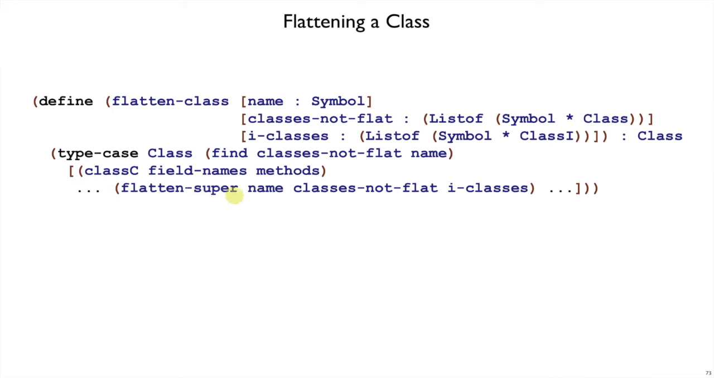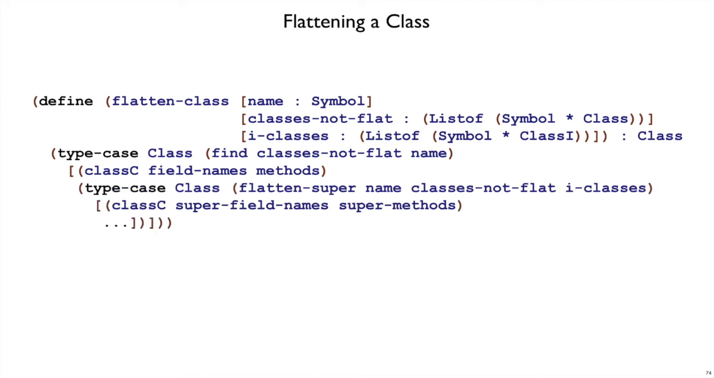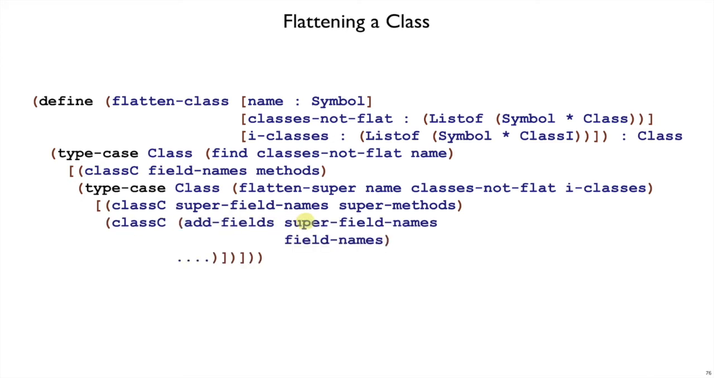But what you do for flatten super is you pass the name of the class whose superclass you want to flatten and give it the same list of class declarations that we have here. So let's suppose we get a flattened superclass back. We can do a type case on that and get the superclass's field names and the superclass's methods all flattened out now. So that means the total fields for our new class are these field names added to those field names. So we're going to make a class C where we add the fields together.